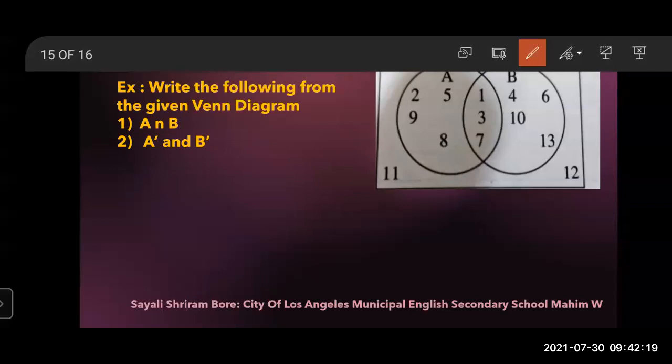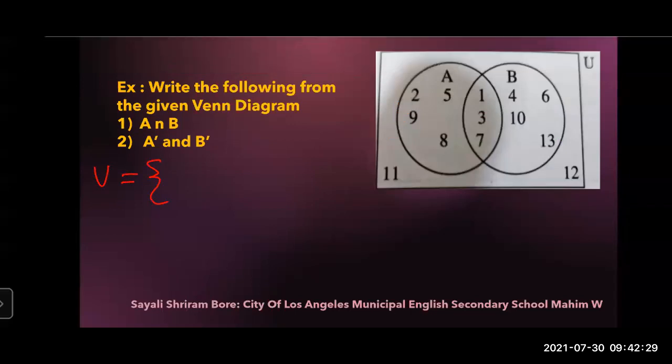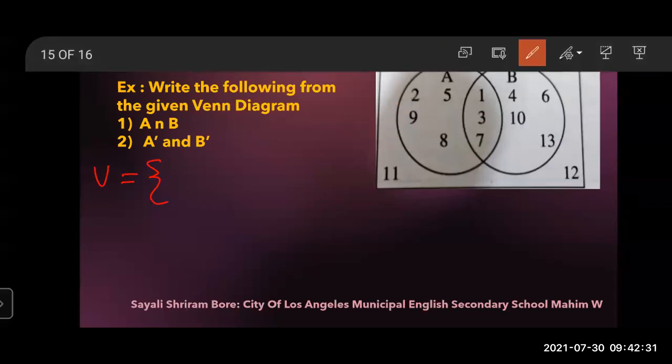Okay, so let us see. U is equal to universal. So you have to write all the elements. Order is not important, because sometimes students, in writing the elements in order, miss out one or two elements from the set. So better take the first set, second set, like that you can go.